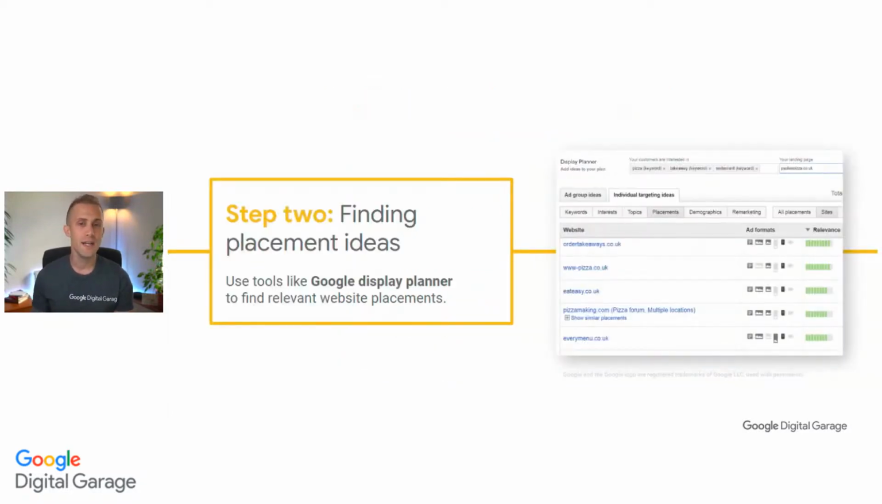Number 2 is finding placement ideas. You simply enter your relevant keywords into the display planner, which is actually the Google Display Network, and it will help you. The Google Display Network is going to allow you to have a little bit more insight as to where you could potentially advertise and which one would be of more benefit to you, with a little bit more information about how previous ads worked before. That's a whole other topic for another day, but this is a great tool to help you learn more about where you are going to place these adverts.